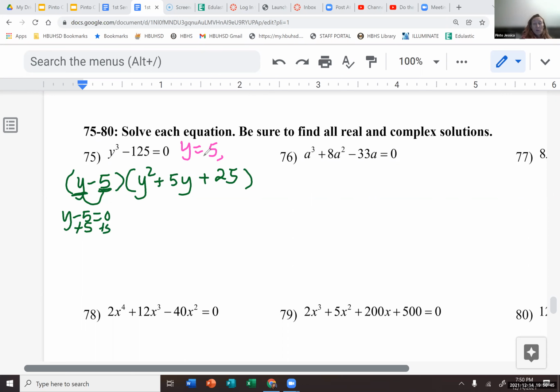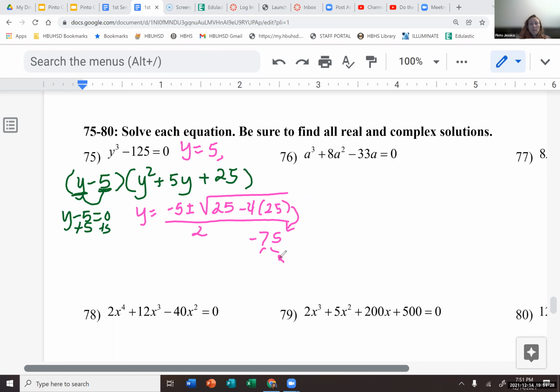The other 2 answers are going to be complex, and they always have i rad 3 in them. We solve them with the quadratic formula, so I'll just do those in pink. That's going to be, in this case, y equals, instead of x equals, negative 5 plus or minus the square root of 5 squared, which is 25, minus 4 times a, which is just 1, times c, which is 25, all divided by 2. So inside the radical, I have 25 minus 4 times 25, or 25 minus 100, which is negative 75.